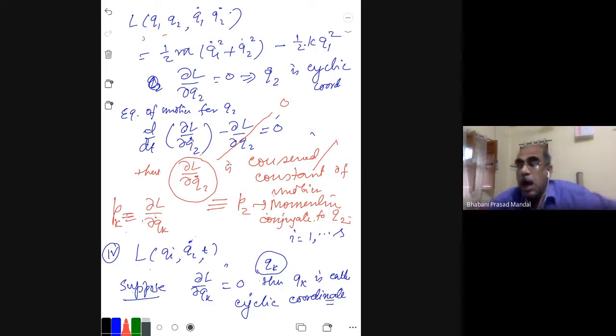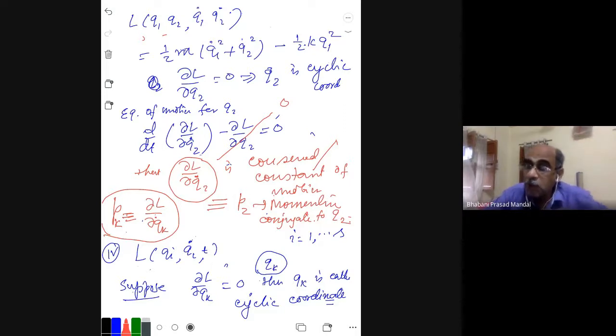Whenever we have a cyclic coordinate, this property says that its momentum conjugate will be a constant of motion. So if I have a cyclic coordinate, we don't have to do anything. We just say that its momentum conjugate is a constant of motion. Then I can differentiate the momentum and get a force, etc. So this is simple. Whenever you have a cyclic coordinate, the momentum conjugate is a conserved quantity.